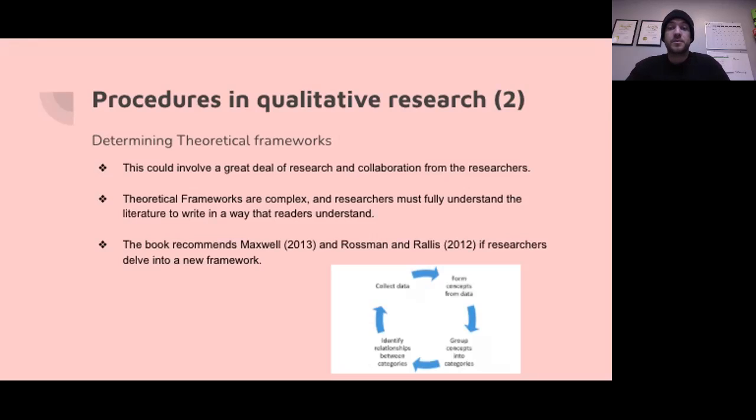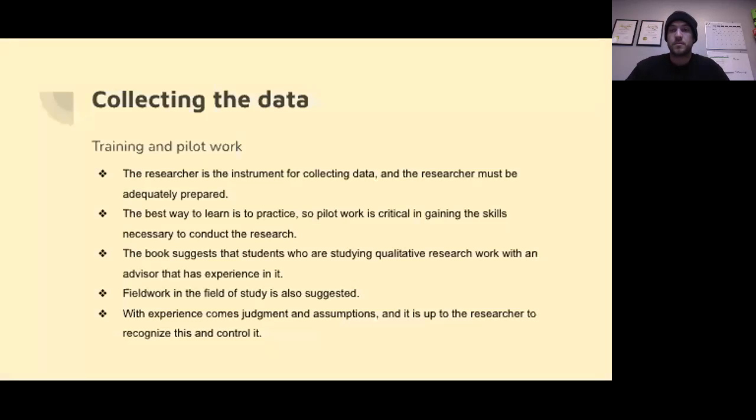The book recommends a couple of texts here, Maxwell and Rossman and Rallis, if students are learning a new framework to be used in the research. Like we discussed in the previous slide, the researcher must be prepared. A way to prepare for a study is to conduct a pilot study. This allows the researcher to practice and gain the necessary skills to conduct the research effectively.